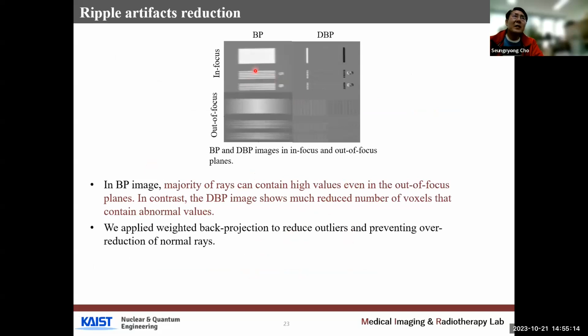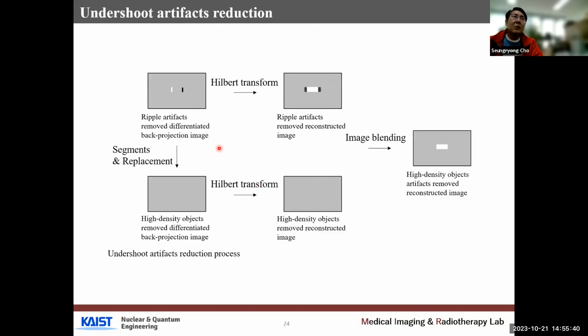I'm just showing you an example of the in-focus back projected image on the left panel. And here, in the DBT case, you can see the edges are highlighted. Out of focus, a lot of ripples and residues are shown in the conventional back projection, but in the differentiated back projection case, they are minimized. We did a little bit of image processing to fuse these two images to address the dark or undershoot image artifacts, because even after applying the Hilbert transform, we still have undershoot or darkening artifacts around the high density object.